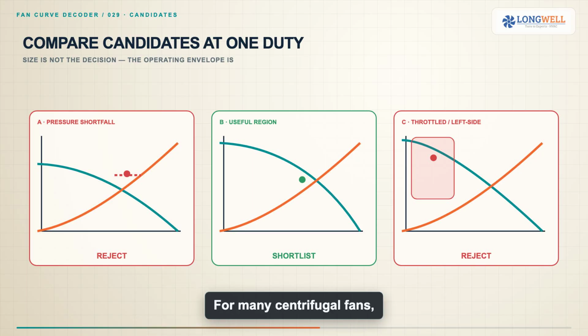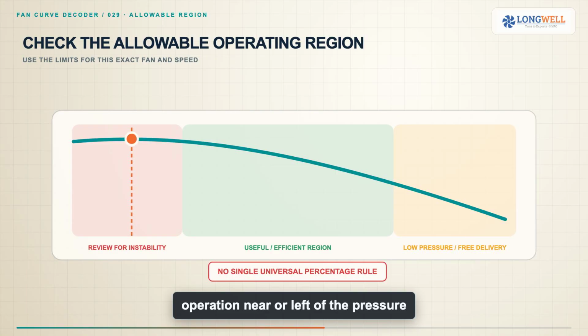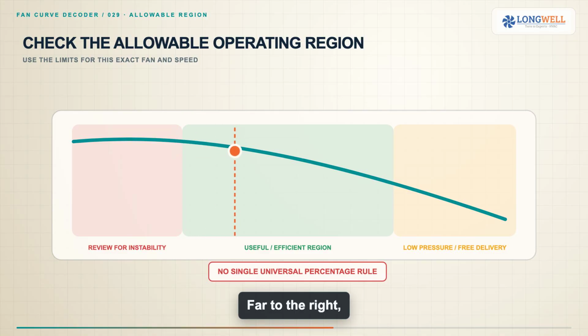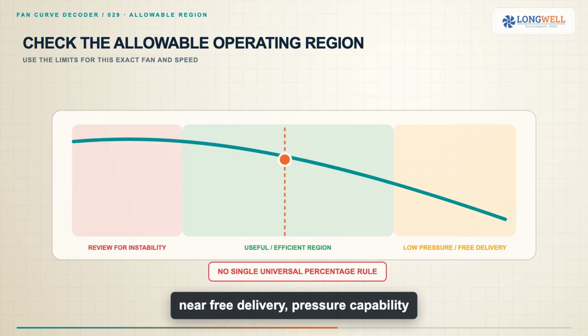For many centrifugal fans, operation near or left of the pressure peak deserves special review because flow can become unstable. Far to the right, near free delivery, pressure capability and efficiency can fall. Do not apply one universal percentage rule; use the manufacturer's permitted operating region for that exact fan and speed.